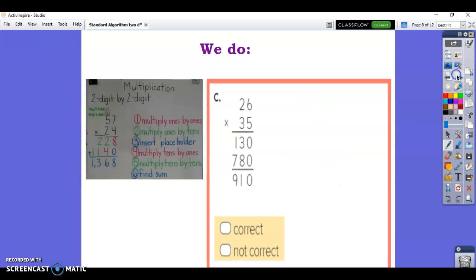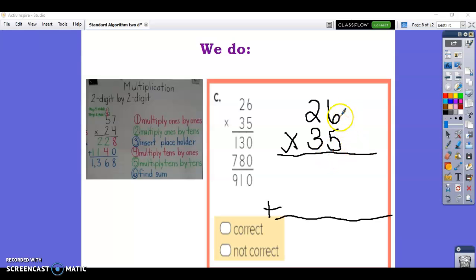Let's try another one. Here you have 26 times 35. And I want you to pause the video here and see if you can get this one and then check your work, and I'll see you here in just a minute. Pause the video here and see if you can solve this one.